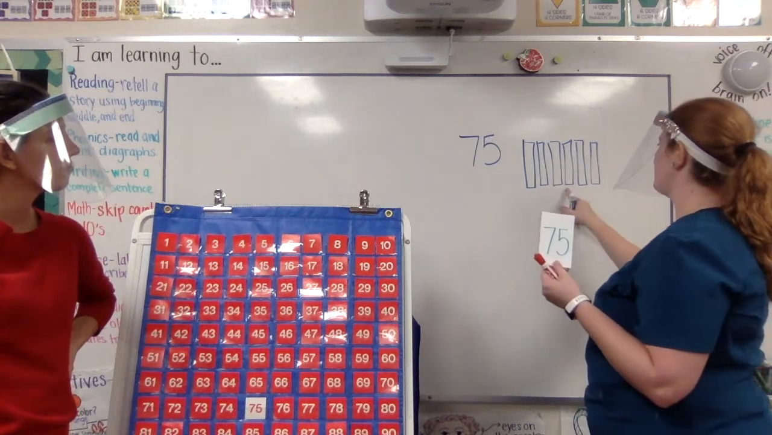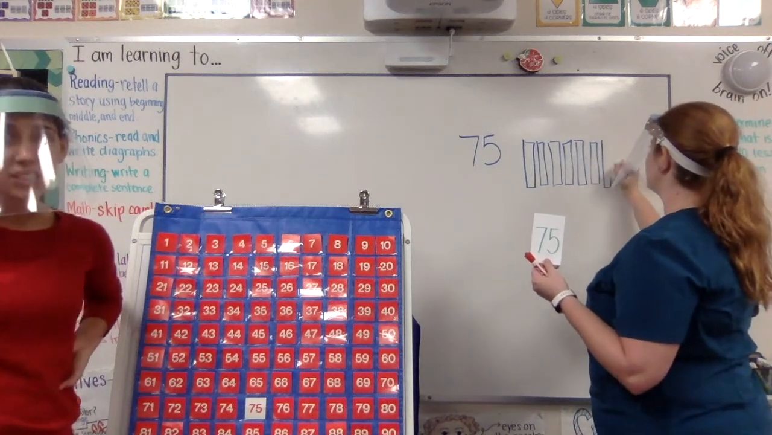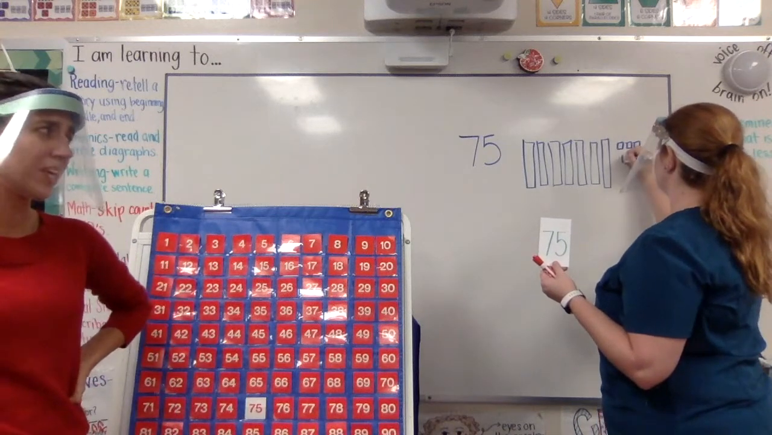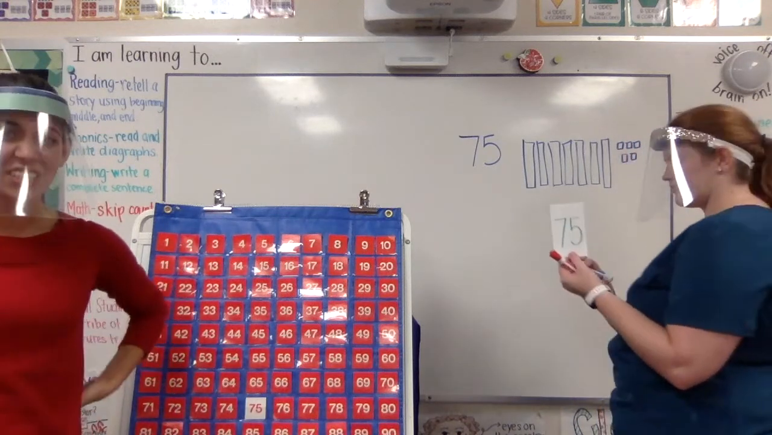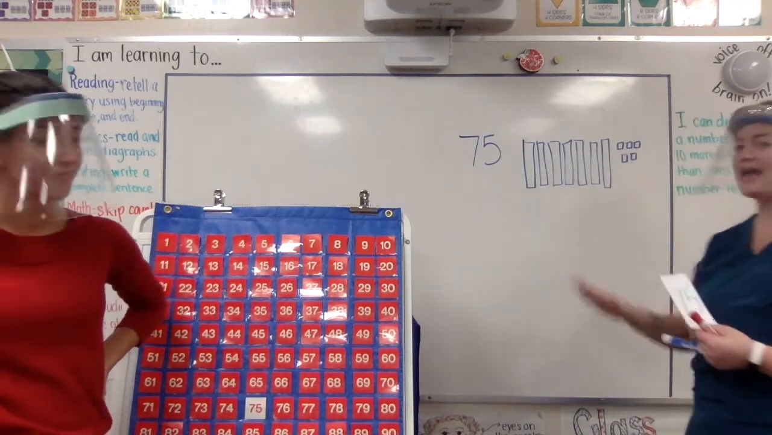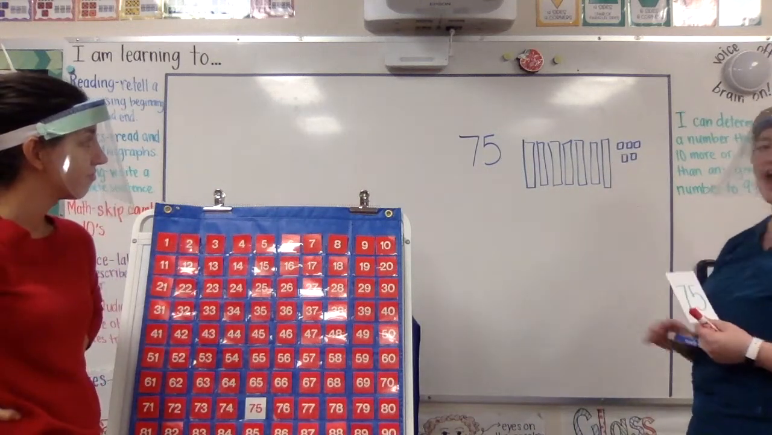1, 2, 3, 4, 5, 6. I love how Miss Lestico is going back and checking to make sure that she drew the right amount. When we get those bigger numbers, it's hard to keep track of how many you've drawn. That's right. Okay, here are my 7 10s and my 5 1s.